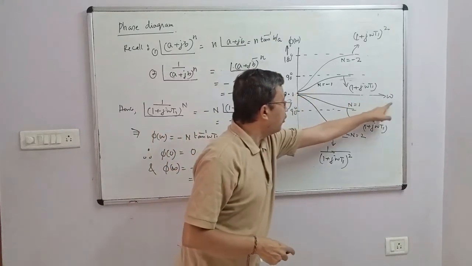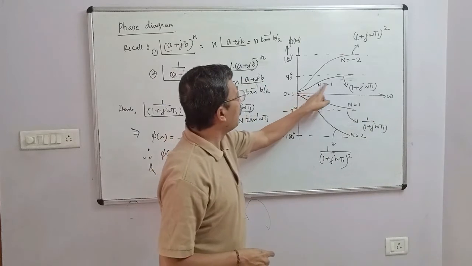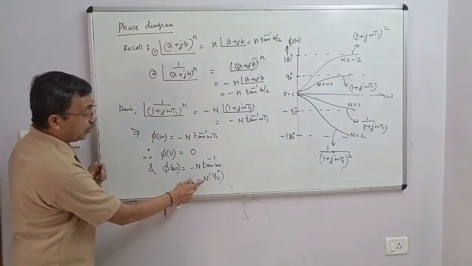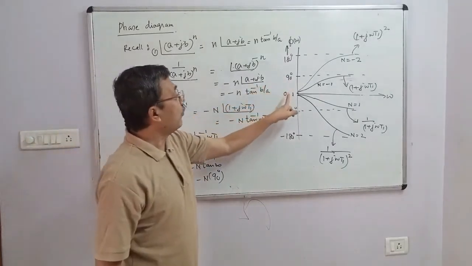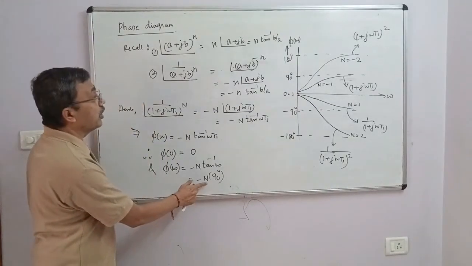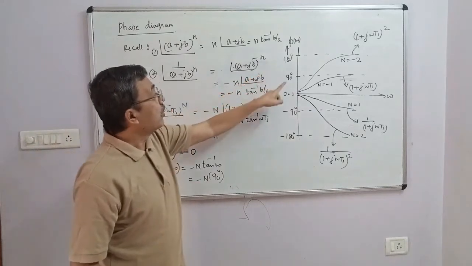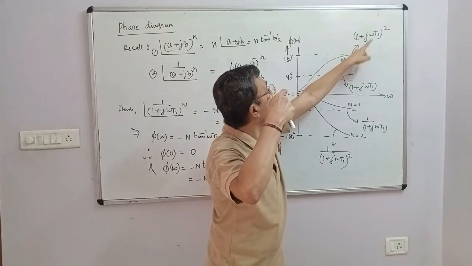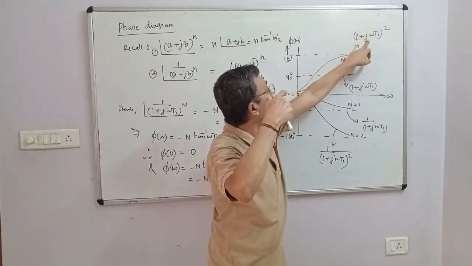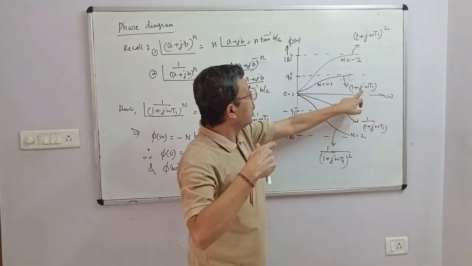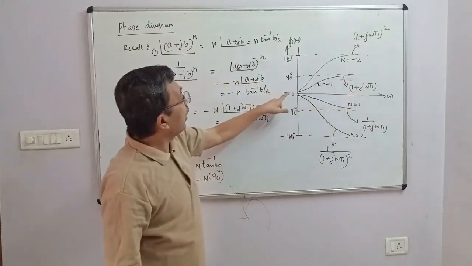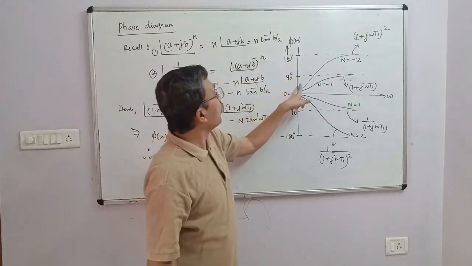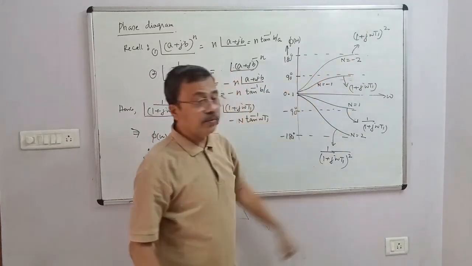As omega tends to infinity, the phase diagram approaches plus 90 degrees. If you put n is equal to minus 1 here, you get plus 90 degrees. If you put n is equal to minus 2 here, you get plus 180 degrees. This is the phase diagram for 1 plus j omega t1 whole square. This is in fact a multiple 0. This is a simple 0. So as omega tends to infinity, phi of omega approaches 180 degrees. This is the phase diagram.